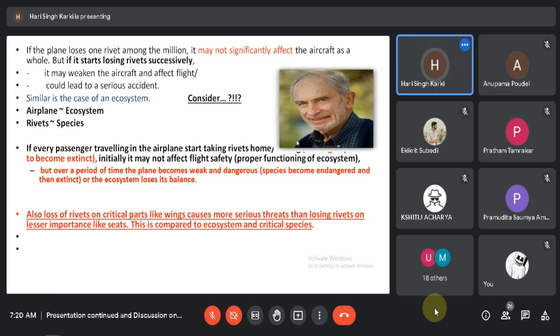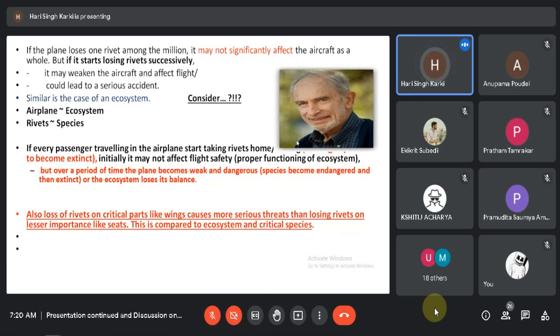But if it starts losing rivets successively and continuously, of course it may weaken the aircraft and affect the flight as well. Similarly, it could lead to a serious accident. Ultimately, there may be a serious accident.